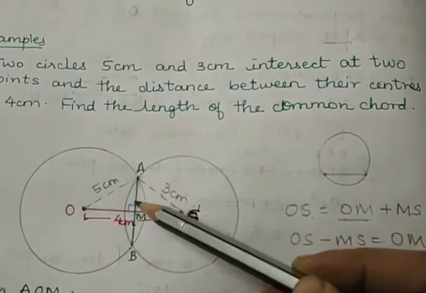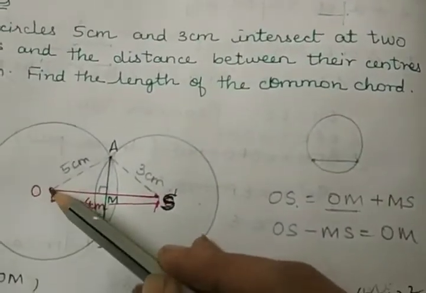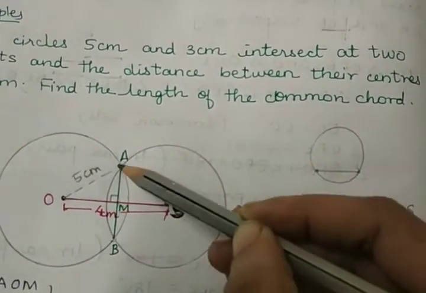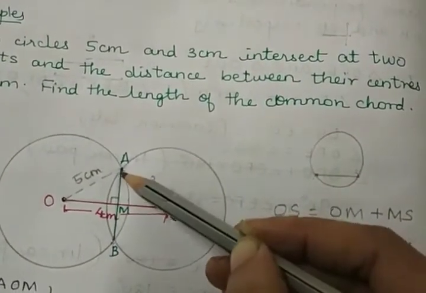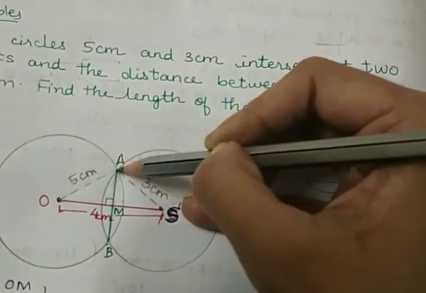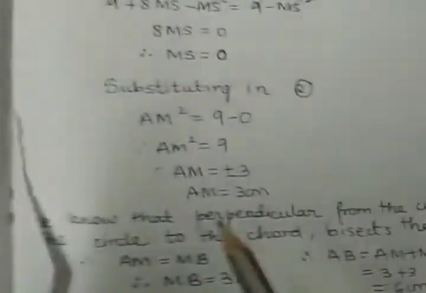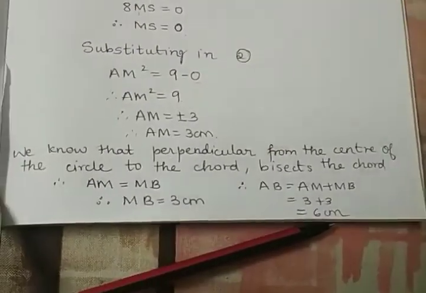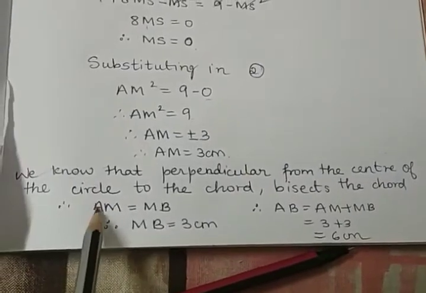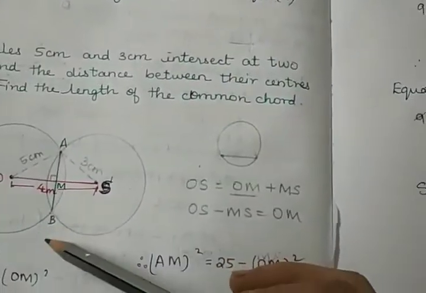But you are asked to find the length of the chord. So full AB I want. But you know that if OM is perpendicular, the perpendicular which is drawn from the center to the chord bisects the chord. Correct? So it divides the chord into two equal parts. So since this is a perpendicular, it will bisect the chord AB. So AM will be equal to MB. Correct? So we know that the perpendicular from the center of the circle to the chord bisects the chord. Therefore AM is equal to MB. Okay, AM is equal to MB.